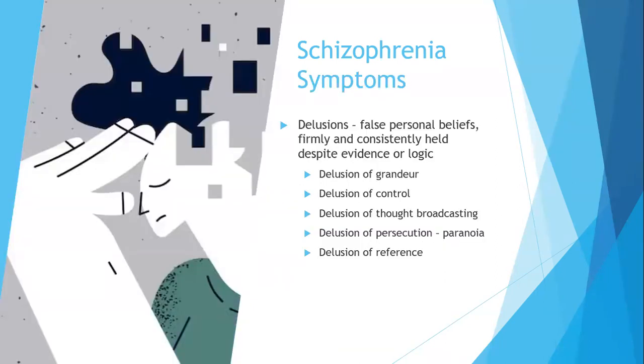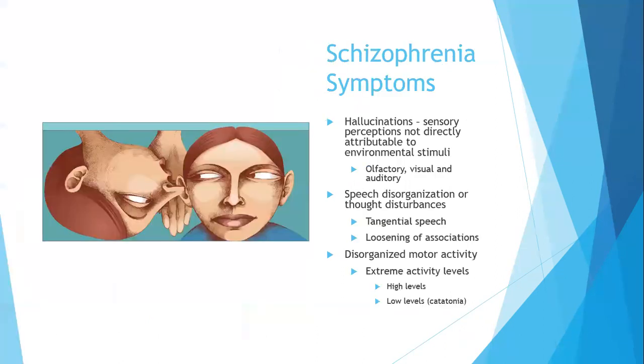Delusions are a big symptom of schizophrenia. Delusions are false personal beliefs, firmly and consistently held despite evidence or logic. So you cannot talk someone with schizophrenia out of their delusions. There are delusions of grandeur, delusions of control, delusion of thought broadcasting, delusion of persecution or paranoia, or delusion of reference, where you're just not connecting the dots.